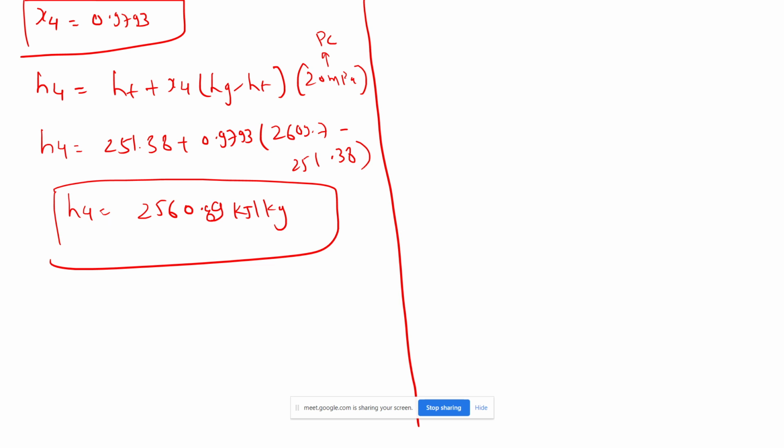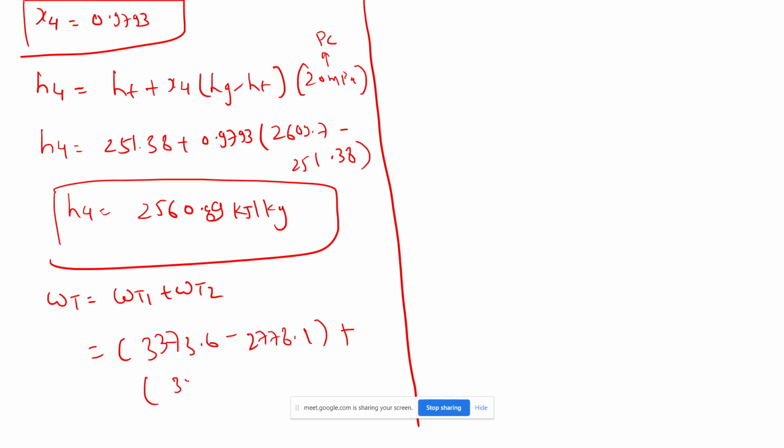We have already determined all four enthalpies, H1, H2, H3, H4. So directly we can write turbine work is equal to WT1 plus WT2. What is the enthalpy of point 1? That is 3373.6 minus the value of point 2, 2778.1, plus H3. What is the value of H3? 3478.4 minus the value of enthalpy H4, 2560.9. You can directly write. So what you will get as turbine work? 1512.95. Since the question asks for the nearest integer, it is in kilojoule per kg.